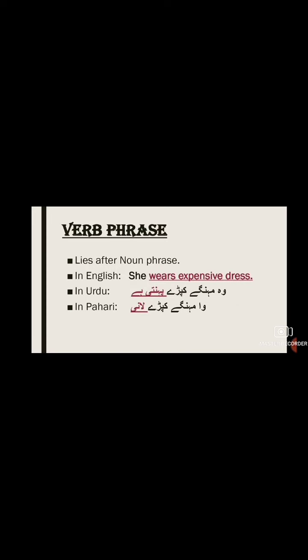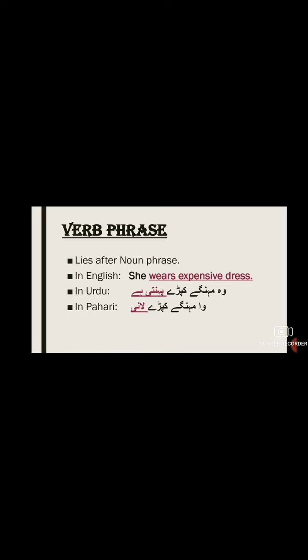Next is verb phrase. A verb phrase contains verb and predicates. The position of verb in a sentence of English is after noun phrase, followed by prepositional phrase or noun phrase, which are optional elements. For example, she wears expensive dress.